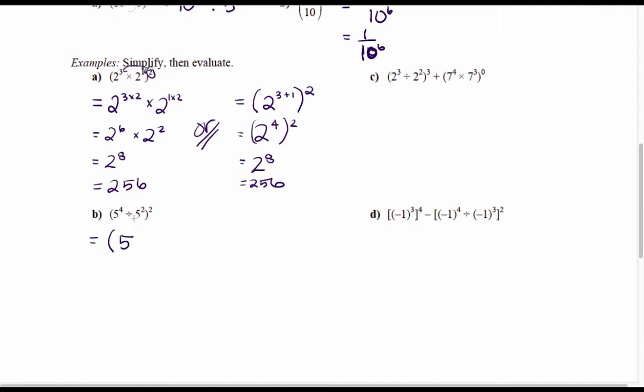And then remember that with division, we subtract the exponents. So 4 minus 2 gives us 2, but that's all raised to the power of 2. So now we have 5, and the 2 is raised to the power of 2, so we go 2 times 2, which gives me 4. And if we take 5 to the power of 4, we get 625. Again, you could do it in the same way.